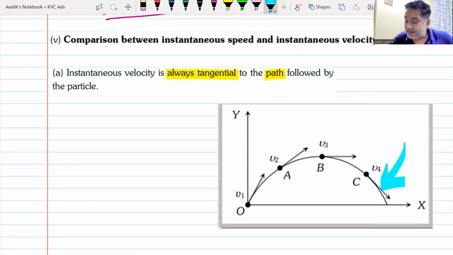Now, at any given point, if you look at the velocity direction, these are all instantaneous velocities. It is always tangential to the path followed. Do we understand this? Yes or no? Yes, sir. So the direction of instantaneous velocity is always tangential to the path, parallel to the path followed by the body. Do we understand this? Yes, sir. Are you noting it down? Yes or no? Done, sir.